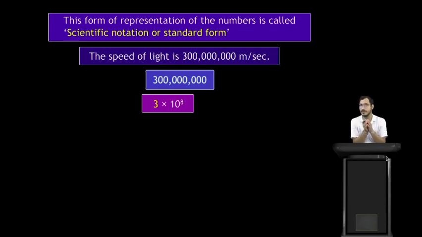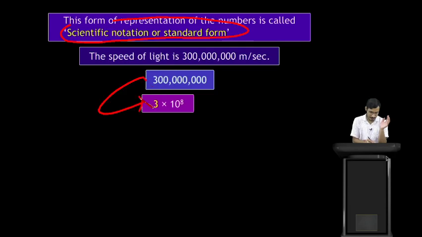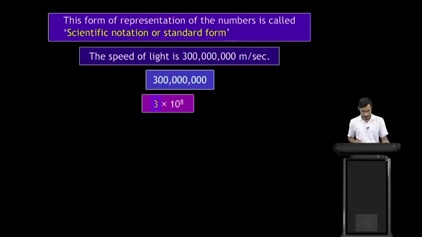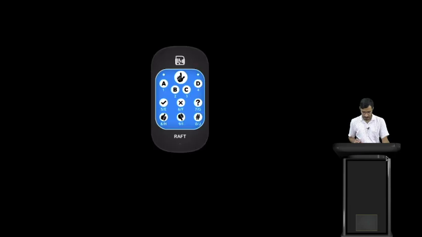So remember students, what is scientific notation or standard form? This representation of numbers is called scientific notation or standard form. So this is the scientific notation of this number: 3 into 10 to the power 8.